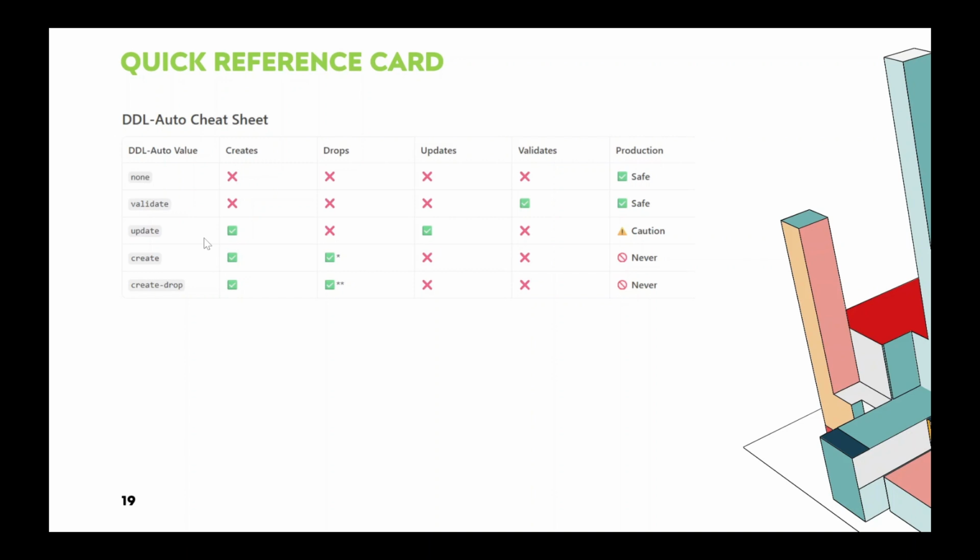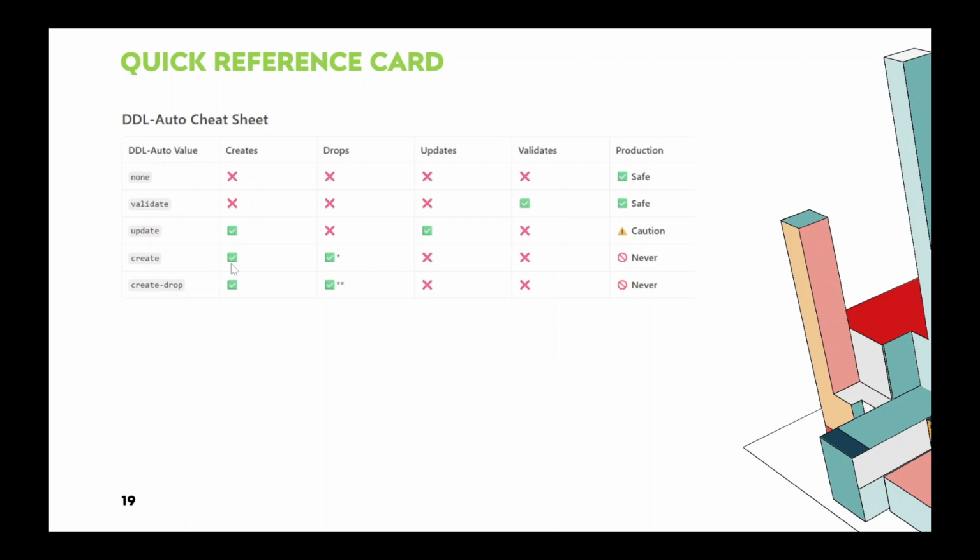And update: yes, this one creates tables. It does not drop tables, because it will create new tables while the existing ones remain. Orphan table columns will remain available with this option. Yes, it will update the table columns. It does not check validation; it does not validate what actually exists.